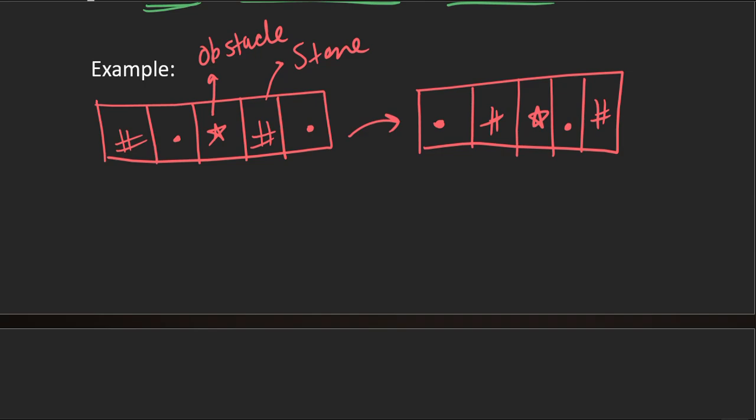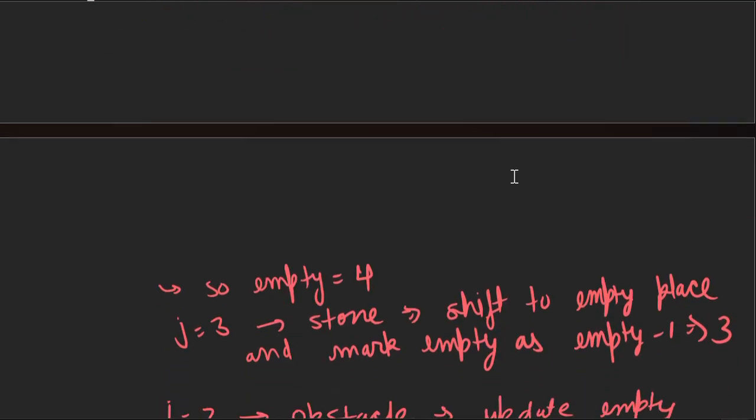So we are given this arrangement, where we have an empty box, then a stone, and then obstacle is there, then again empty box, and then stone. So after rotation, this stone will come to this empty box, then obstacle will not move, then this stone will come to this empty box, right? So let's see how it is done.